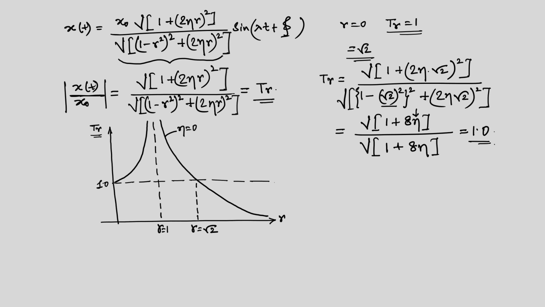Now, if you have a finite eta, what will happen? It will go up and then cross this resonance, and then again it will meet this point and then go like this. And as we increase damping, obviously it will cross the same point.